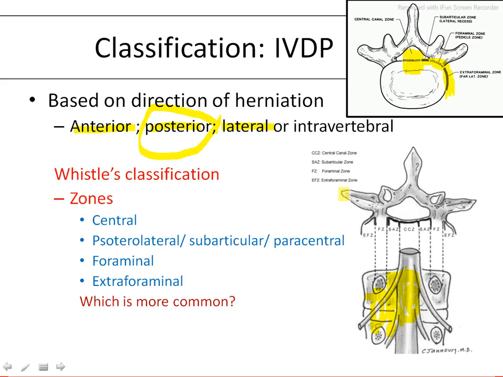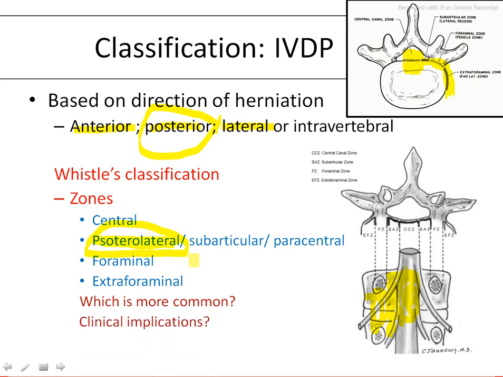So which type of zonal defect is more common? Can you guess? The most common one is the posterolateral. Why is it most common? Because the posterior longitudinal ligament is weakest at this portion. So the posterolateral disc prolapse is more common.